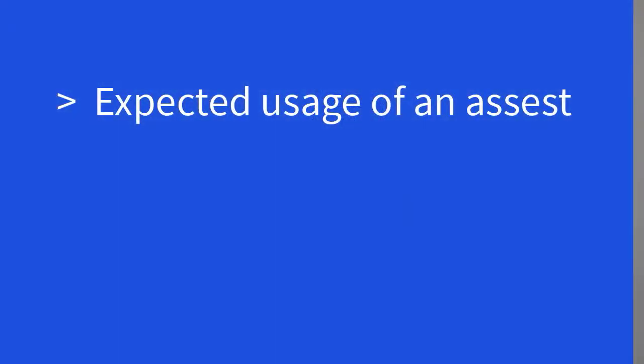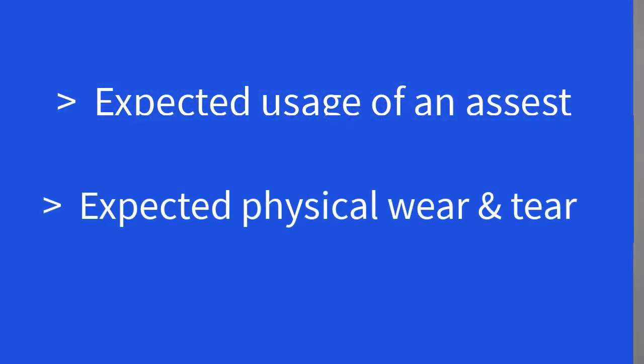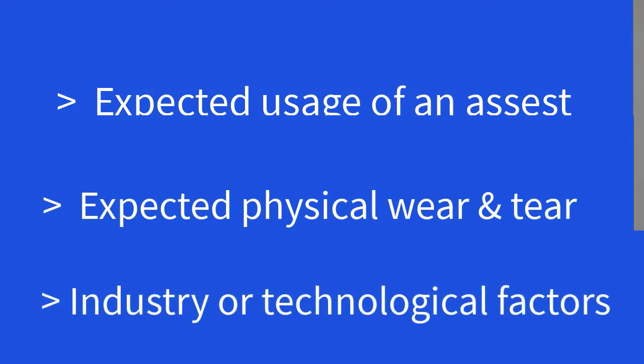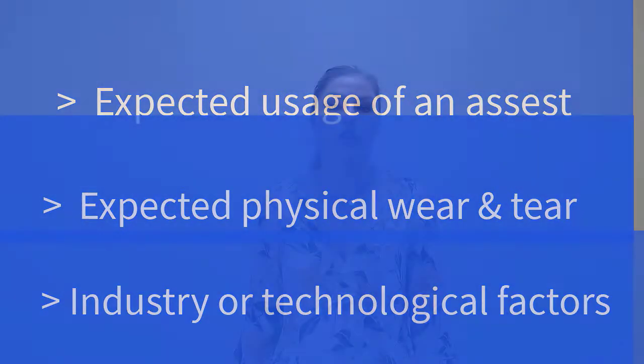There are numerous factors that should be considered when determining the useful life of an asset, and consequently that will have an effect on the subsequent evaluation of the useful life of an asset. Factors such as the expected usage of the asset, expected physical wear and tear, industry or technological factors. Maybe this item will need to be replaced frequently due to technological or industry changes. The list is endless. However, at any time these factors can change and will have an effect on the useful life of the asset. And the useful life will then also need to be reassessed.